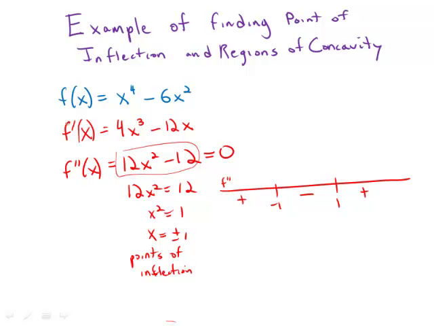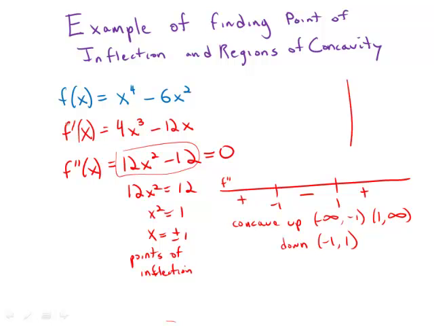And so what this tells us, if the second derivative is positive in those outer regions and negative in the inner regions, it means that the function is concave up from negative infinity to negative 1, and also from 1 to infinity, and it is concave down from negative 1 to 1.